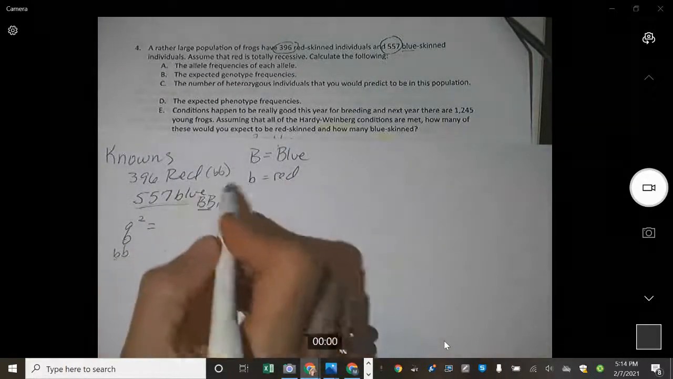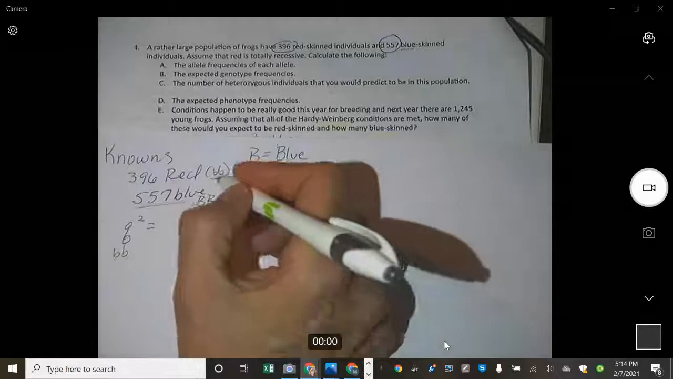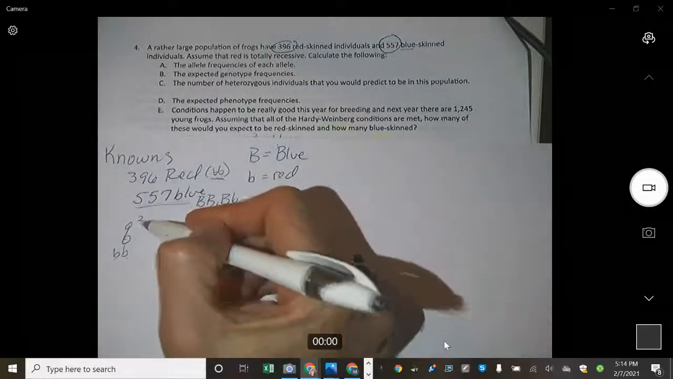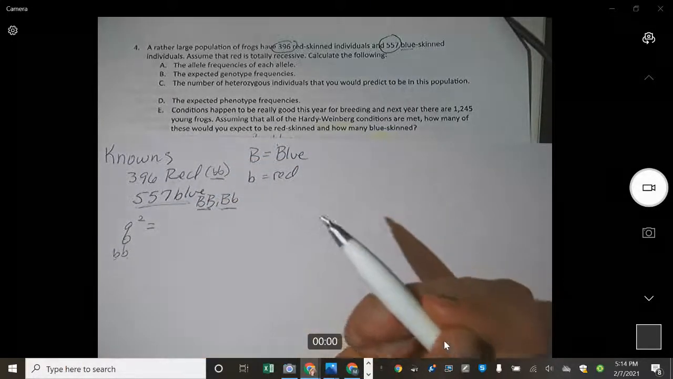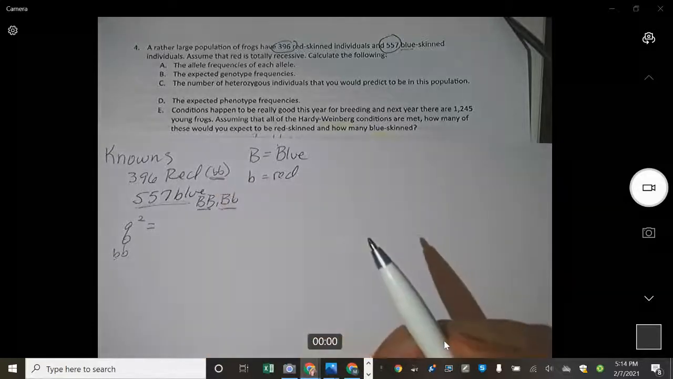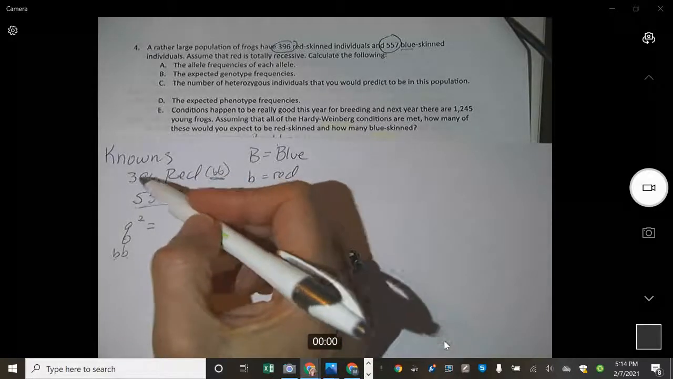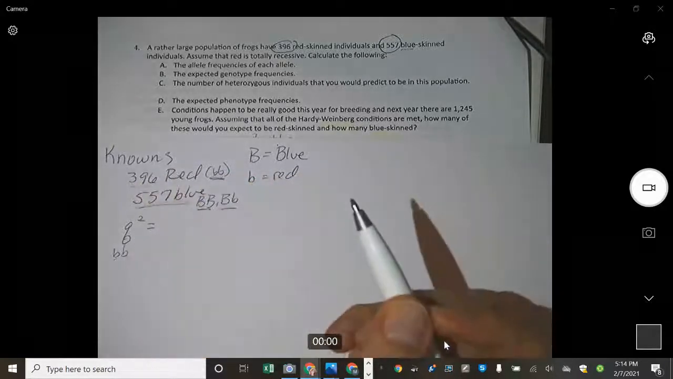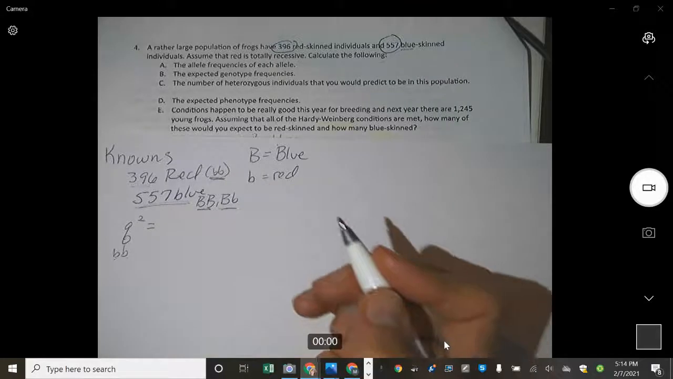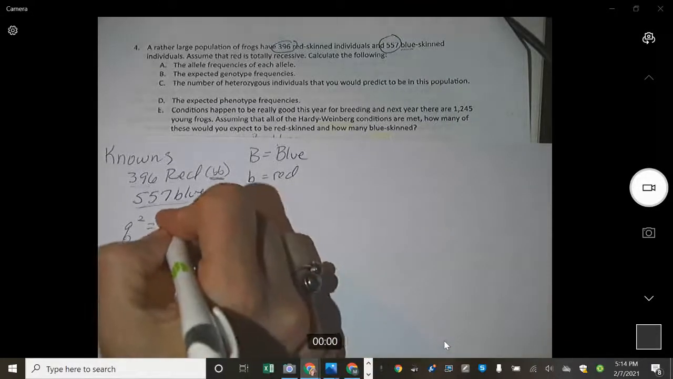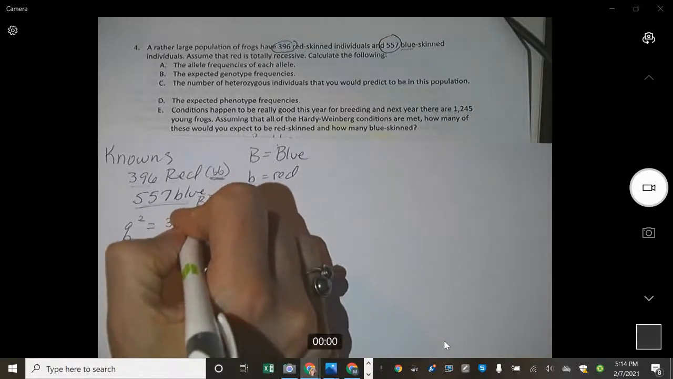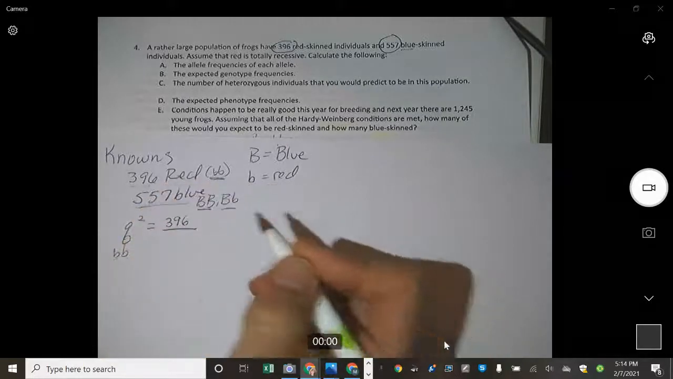But I look at the red ones, I know their genotype. I know they're little b, little b, which is Q squared, because Q is just one little b, right? But having two of them, that's like a frog. It's got a mom and a dad, so it's got two alleles. But I need a number smaller than 1, and 396 is certainly not smaller than 1. So how do I do this? Well, I say a fraction. I want it to be 396 divided by my total.